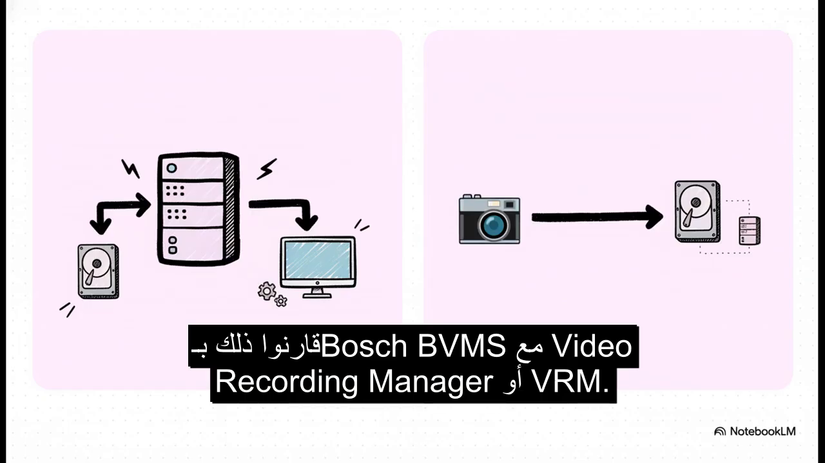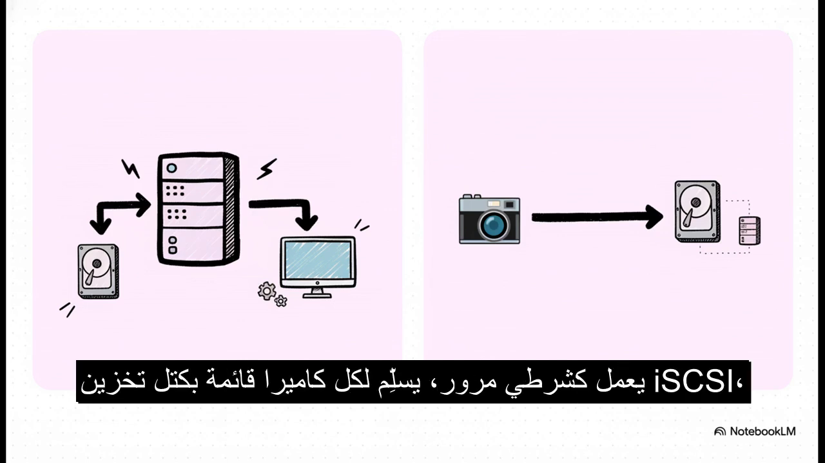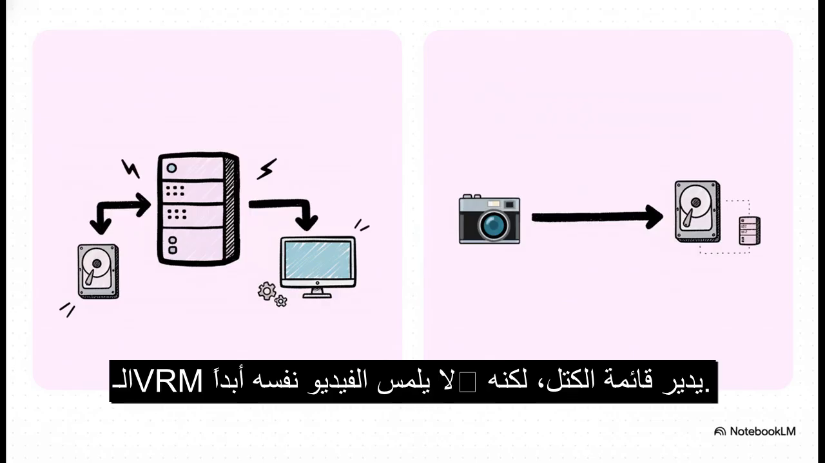Now, contrast that with Bosch BVMS using a video recording manager, or VRM. The VRM doesn't sit in the recording path at all. It simply acts like a traffic cop, handing each camera a list of iSCSI storage blocks, which allows the camera to write its data directly to the storage. The VRM manages the block list, sure, but it never actually touches the video itself.